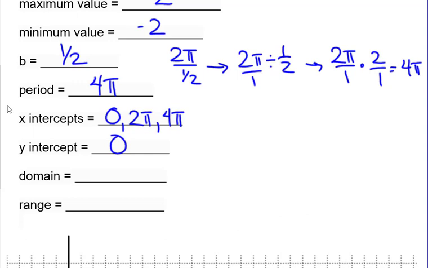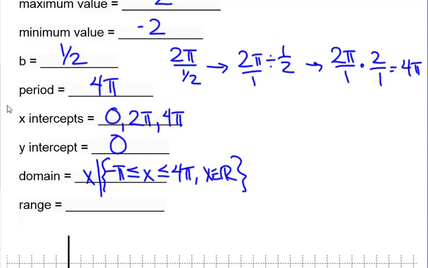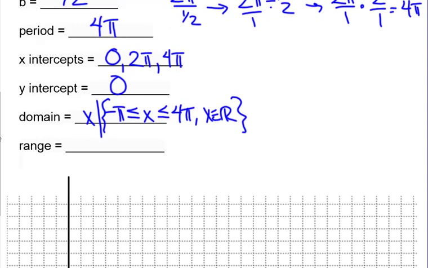Our domain, well, because we have it restricted, however you want to write it, everyone writes it different. We have negative pi is less than or equal to x, which is less than or equal to 4 pi. But in there, x can be anything. The reason we have that domain is because we restricted it. If it's not restricted, it would be element of all real numbers. And then our range, well, our y is going to be less than or equal to 2, but greater than or equal to our minimum, which is negative 2. In between there, y can be anything.